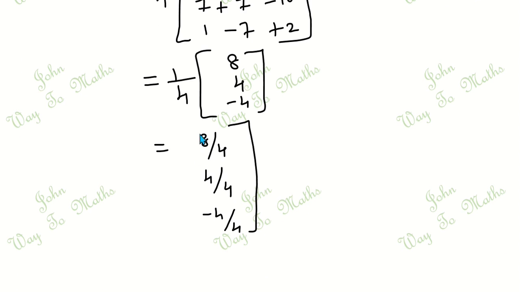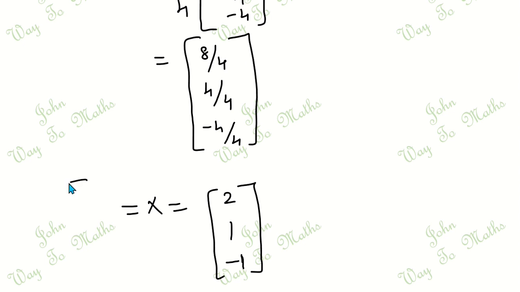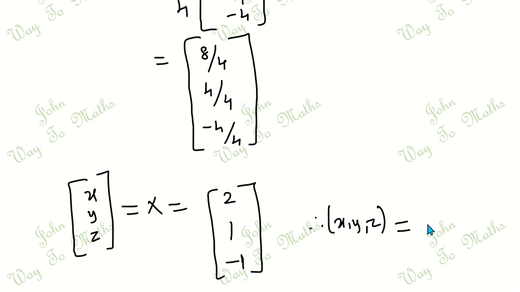So next we get, I'm going to simplify here. 1 4s are 4, here 2 4s are 8, so the answer becomes 2. Then 1 4s are 1, here also 1. Then 1 4s are 1, here we get minus 1. This is the capital X matrix. Already we know that the capital X matrix becomes the small x, y, z matrix. Therefore we get the result: x, y, z is equal to 2, 1, minus 1.